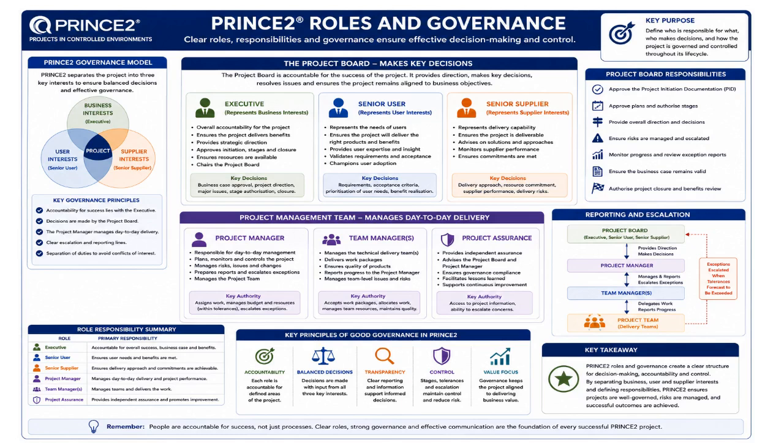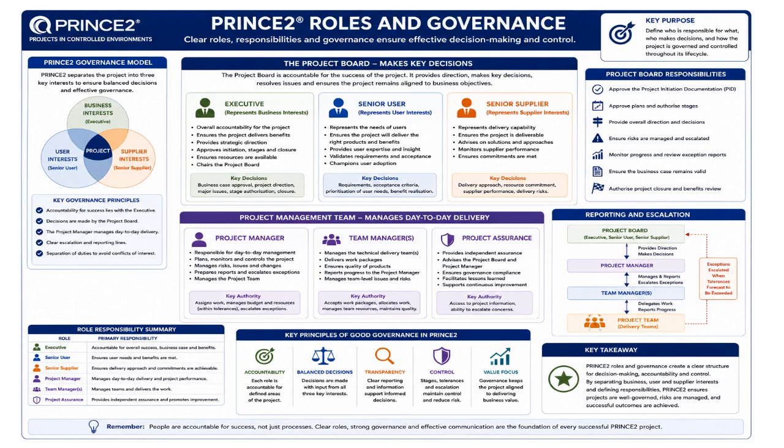The third project board role is the senior supplier. This role represents the technical delivery side of the project. The senior supplier ensures the solution is technically achievable, suppliers perform effectively, and commitments can realistically be delivered. This role advises on technical approaches, risks, and delivery capability.